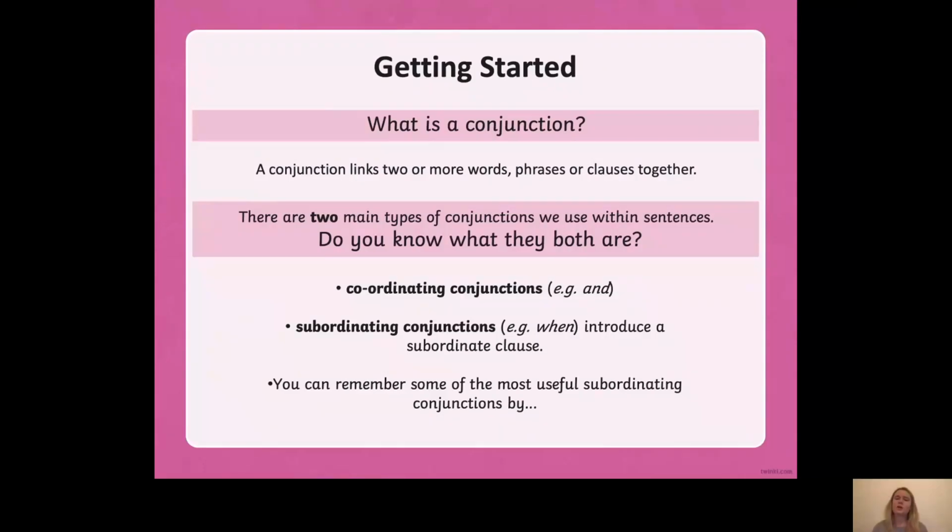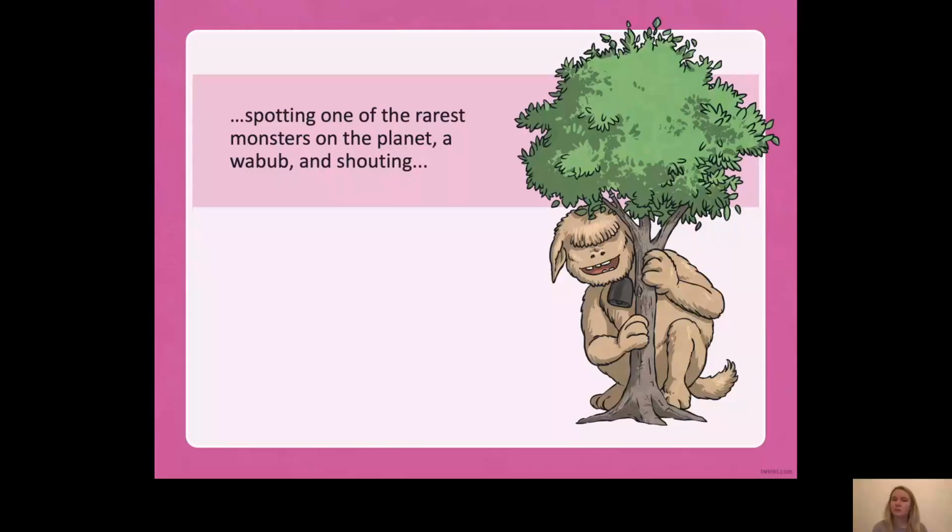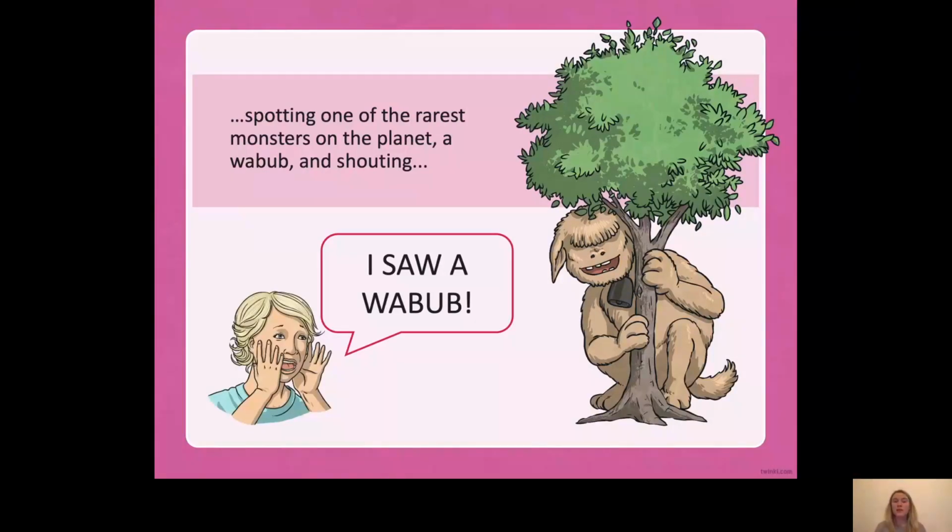Okay. Now, you can remember some of the most useful subordinating conjunctions by, I wonder how we can remember them. Well, we can remember them by spotting one of the rarest monsters on the planet, a wobub, and shouting, I saw a wobub. Can everybody repeat after me? I saw a wobub. Fantastic. So I saw a wobub is a mnemonic to remember our subordinating conjunctions, just like fanboys is a mnemonic to remember our coordinating conjunctions. So let's have a look how we use some subordinating conjunctions.